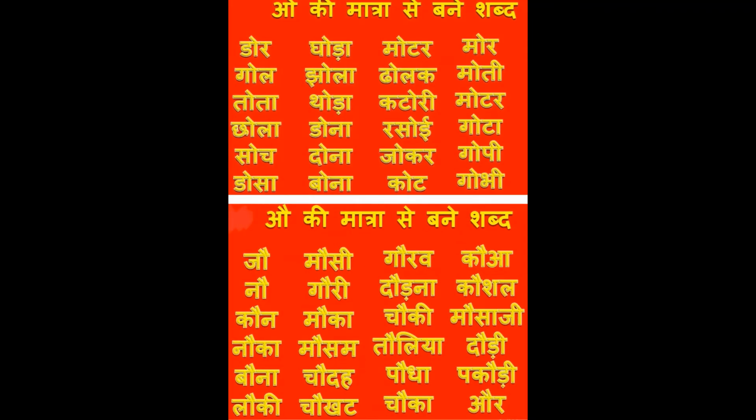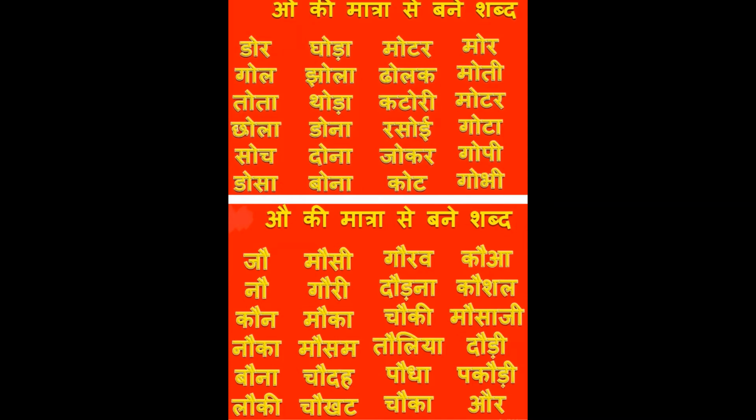Now after the A matra, learn the O matra words. Door, goal, tota, chola. Sa with the O matra, so. Da with the O matra, do. Ga with the O matra, go. Ghoda, jola, thoda, dona, bona. In the same manner you read O matra words.